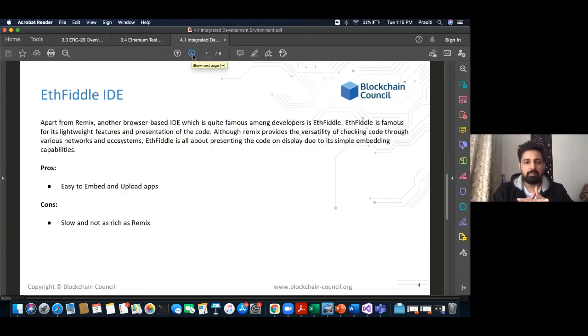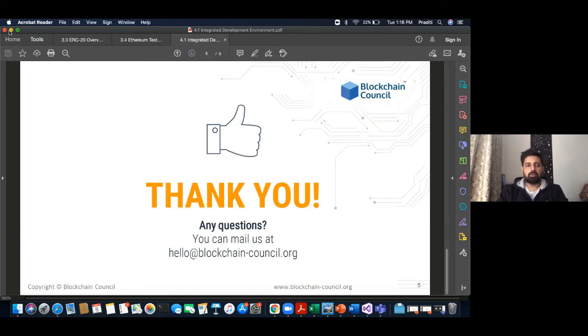Talking about ETH, which is another browser-based IDE and is quite famous among the developers. ETH is famous for its lightweight features and presentation of the code. Although Remix provides the versatility of checking the code through various networks and ecosystems, ETH is all about presenting the code on display due to its simple embedding capabilities. Pros, that it is easy to embed and upload apps, and cons is that it is not that feature oriented as Remix is. Right? Those are the IDEs.